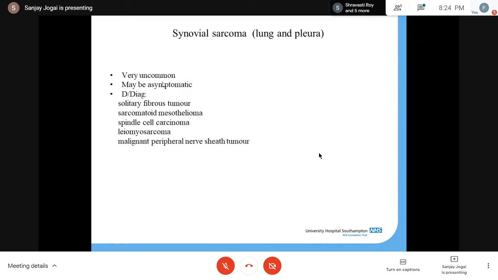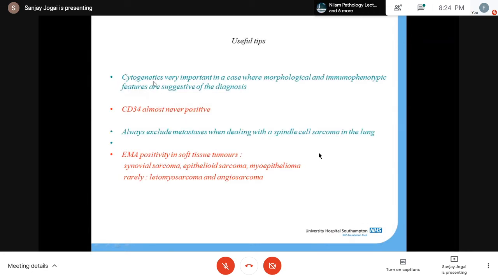So in the lung and pleura, it's relatively uncommon, maybe asymptomatic. So those are the main differential diagnoses, and most of the times, based on immunos, you can separate these entities. And if you're considering synovial sarcoma, always a good idea to send it for cytogenetics. So useful tips, I've already actually alluded to this, and good idea to remember about EMA positivity in soft tissue tumors: synovial sarcoma, epithelioid sarcoma, myoepithelioma, and very rarely you can see it in leiomyosarcoma and angiosarcoma. But the useful thing would be that in leiomyosarcoma you will have support with smooth muscle actin, desmin and HCALDesmon.